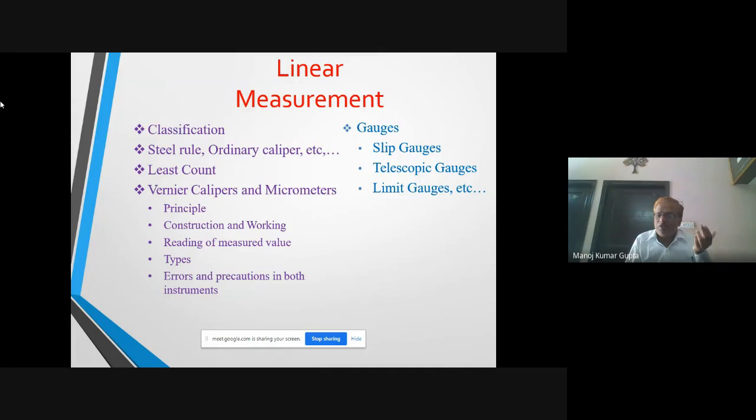SI system, System International. Earlier there was confusion between the various countries. There is the British system, American system, FPS system, CGS system, MKS system. MKS system is slightly different from the SI system. Now the SI system is there. So all measurements are done in the SI system.